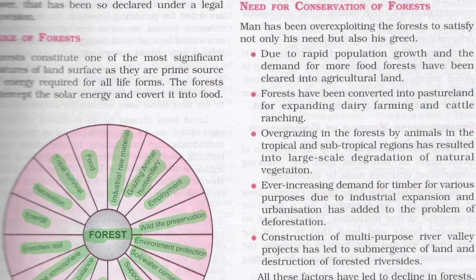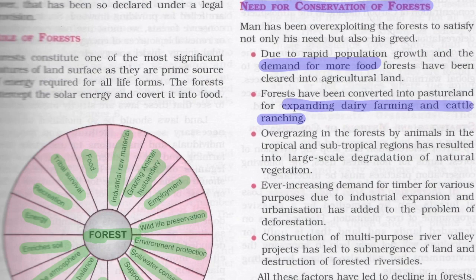What is the need for conservation of forest? Man has been over-exploiting the forest to satisfy his own needs and greed. As there is a rapid change in population growth, there has been demand for more food. For agricultural land, forests have been cleared. Forest has been converted into pasture land for expanding dairy farming as well as cattle ranching.